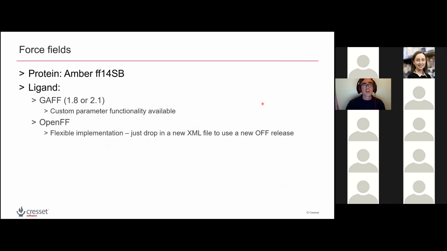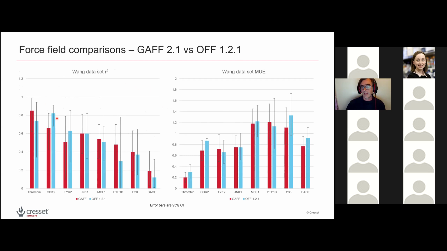Okay, so the last thing I'm going to share is in terms of ligand force fields. So for the protein force field, we're using AMBER FF14SB. For the ligand, we're using either GAFF or OpenFF. We're members of the Open Force Field Consortium. And so we've run some analyses looking at the Wang data set, both with GAFF as a ligand force field and with OpenFF. And the results here are basically that the two are statistically indistinguishable. There's really no difference between the two.